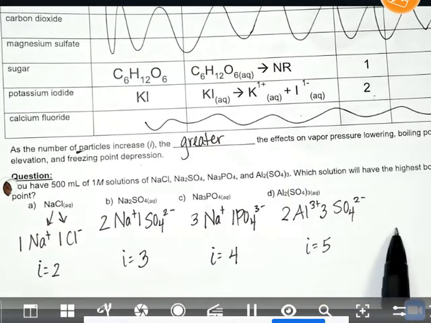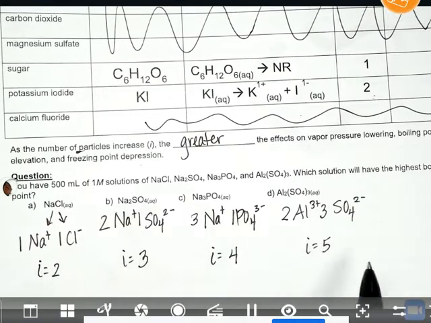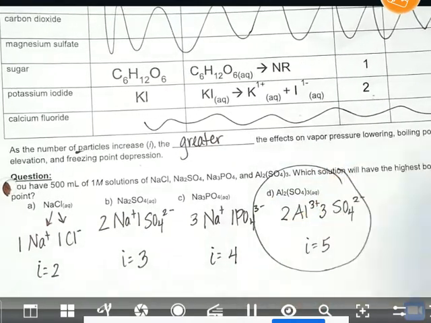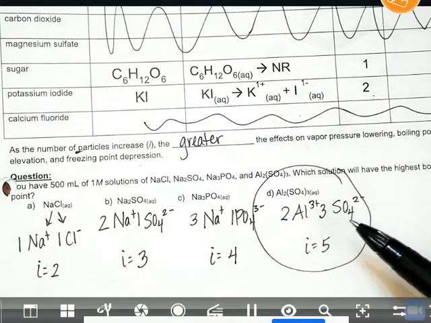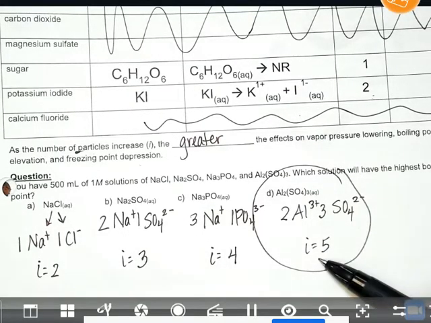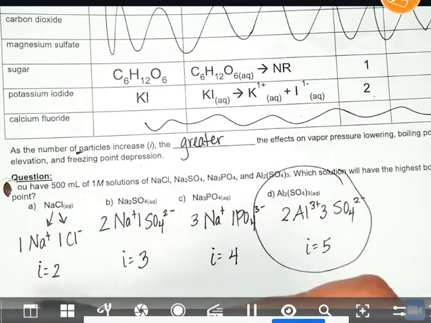So of these 4, the one with the highest i value is going to have the greatest effect on colligative properties. So if I had some aluminum sulfate, this would cause the highest boiling point compared to NaCl, which has the lowest.